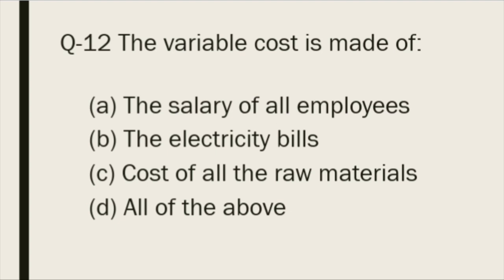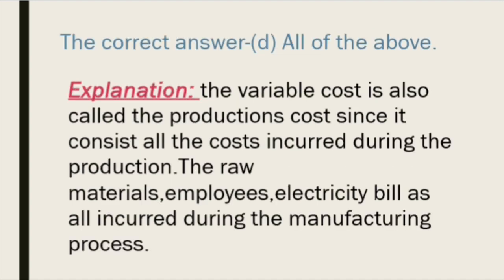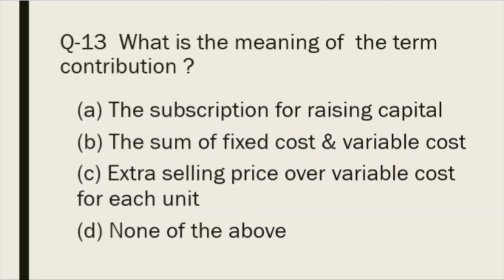The options are the salary of all employees, the electricity bills, cost of all the raw materials, all of the above. The correct answer is all of the above. And the explanation is that the variable cost is also called the production cost since it consists of all the costs incurred during the production, like raw materials, employees, electricity bill, as all are incurred during the manufacturing process.